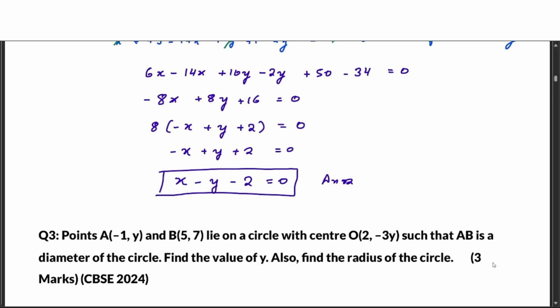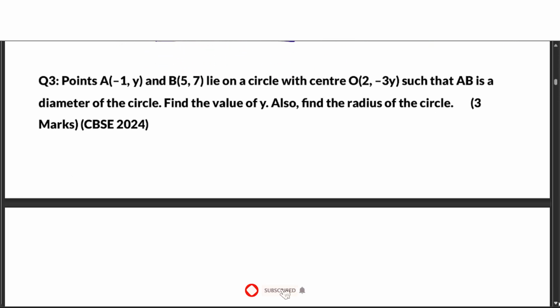Now coming to the third question of 3 marks of 2024. So first we can understand the question. It is saying the point A, whose coordinate is given as (-1, y), and point B, whose coordinate is given as (5, 7), lie on a circle. Both the points lie on a circle with the center (2, -3y), means the circle center is also given, such that AB is the diameter of the circle. Find the value of y and also find the radius of the circle.